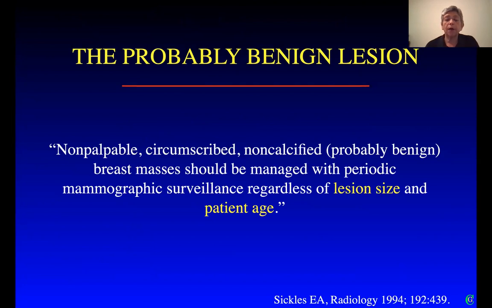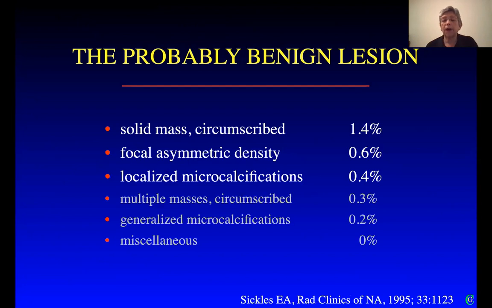Dr. Sickles followed up in 1994 with describing non-palpable circumscribed, non-calcified breast masses could be managed with periodic mammographic surveillance regardless of the lesion size or the age of the patient. It was really the imaging characteristics that enabled you to safely follow these patients. In 1995, he provided updated data, which basically said for solid masses with circumscribed margins, 1.4% would have breast cancer. Focal asymmetric density, the likelihood of malignancy was 0.6%. And for localized microcalcifications, it was 0.4%.